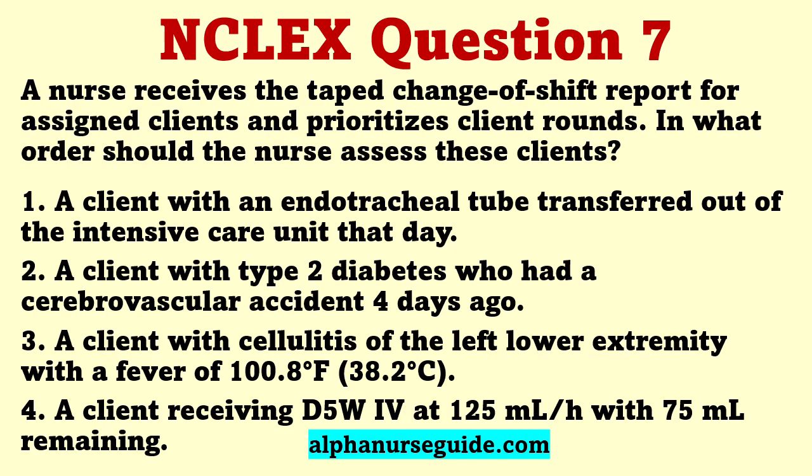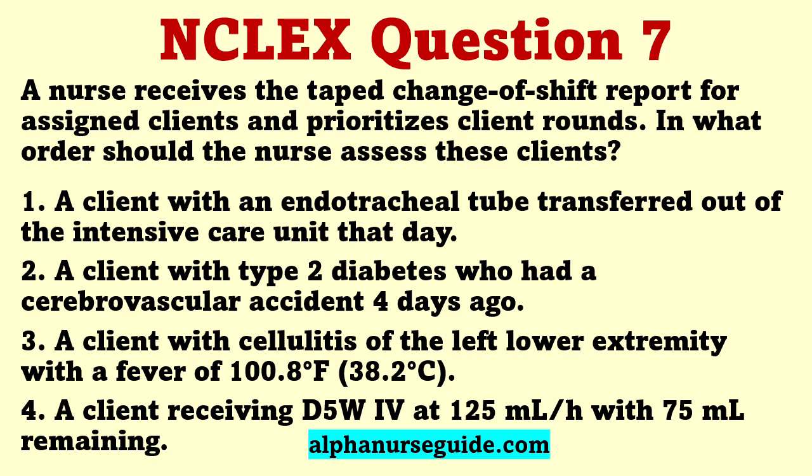A nurse received the taped change of shift report for assigned clients and prioritizes client rounds. In what order should the nurse assess these clients? 1. A client with an endotracheal tube transferred out of the intensive care unit that day. 2. A client with type 2 diabetes who had a cerebrovascular accident 4 days ago. 3. A client with cellulitis of the left lower extremity with a fever of 100.8 degrees Fahrenheit, 38.2 degrees Celsius. 4. A client receiving D5W IV at 125 milliliters per hour with 75 milliliters remaining. The correct order is 1, 3, 4, and 2.